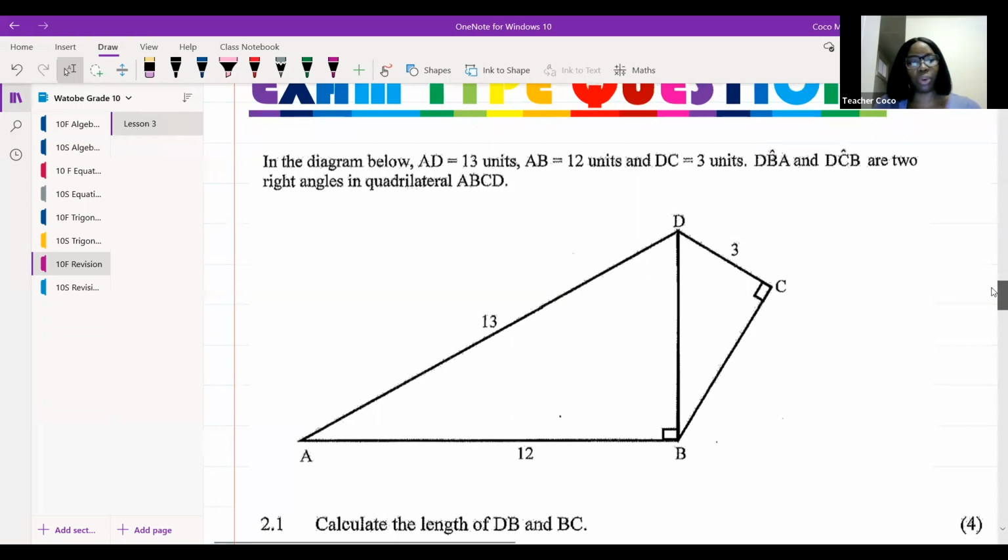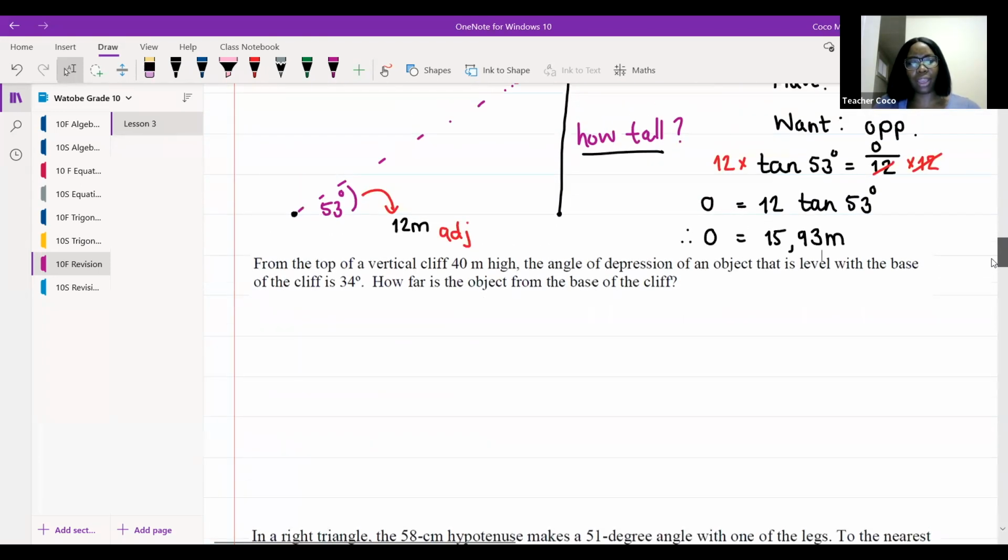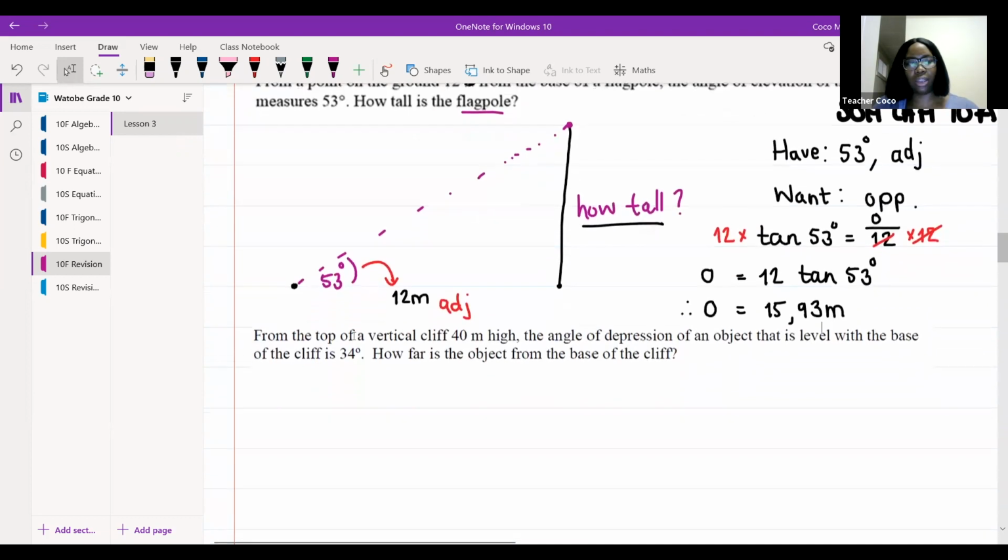I'm going to quickly go back over here. Okay, please re-explain the part where we multiply by 12. Okay, Unako, have a look here. I want the opposite by itself. I want the opposite all by itself.